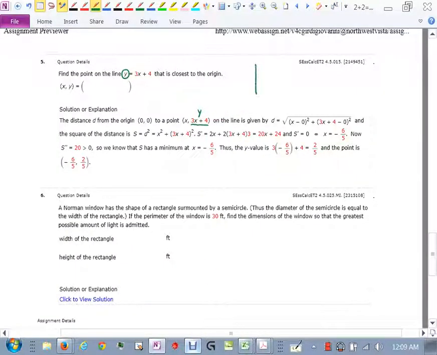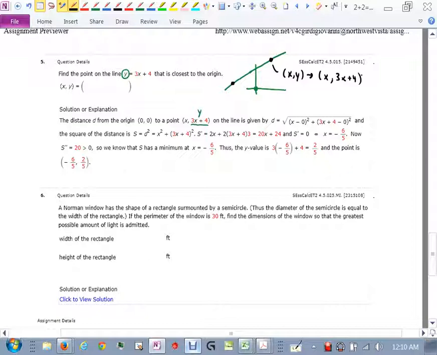Okay, so what we had is we had the origin, and then we have a line here. This line is somewhere up here, like that. We're trying to find the point on that line that's closest to the origin. So it's obviously not here, and it's not here. It's somewhere, but any point on that line can be written x, y. But because they give us the equation of the line, it's written x, 3x plus 4.